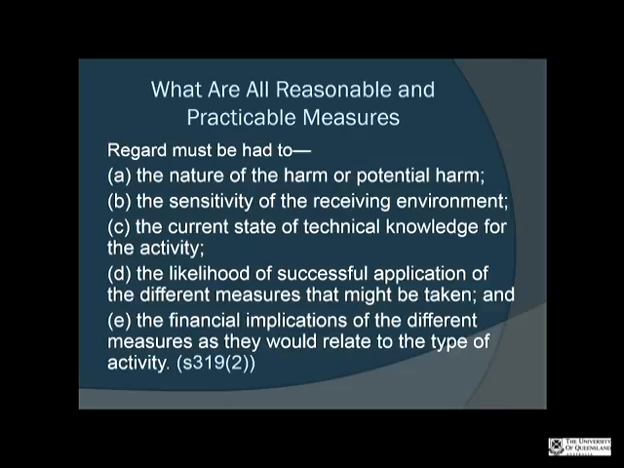So in considering what meets that definition of all reasonable and practicable measures, the Act gives a list of the sort of things that will be taken into account: the nature of the harm or the potential harm, the sensitivity of the receiving environment, the current state of technical knowledge for the activity, the likelihood of success in applying different responses, and particularly, you can see they take into account the financial implications of the different measures for responding to that risk of harm and responding to the sensitivity of the receiving environment.